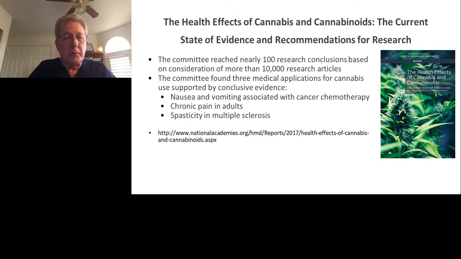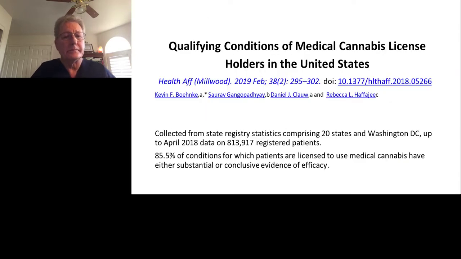What is remarkable is that they found conclusive evidence for the use of cannabis in nausea and vomiting associated with cancer chemotherapy, in chronic pain in adults, and spasticity in MS. Chronic pain in adults. We've been in an opiate crisis for years now, and still the federal government doesn't recognize cannabis as having a valuable place in medicine still today with their continued Schedule I category.